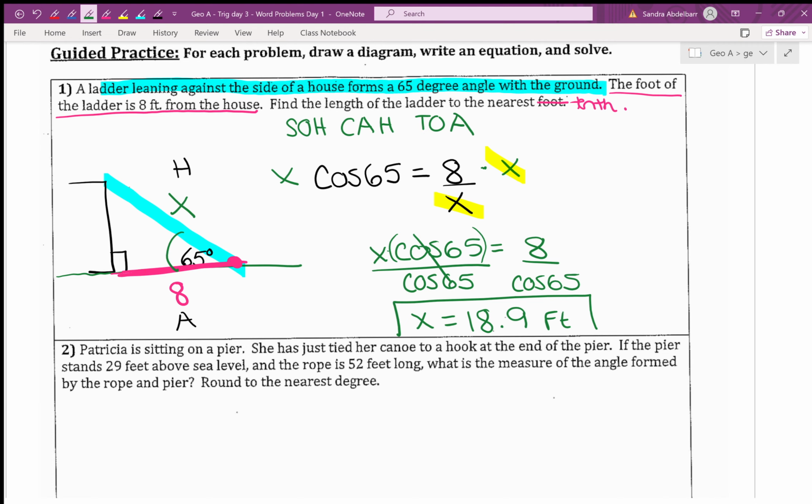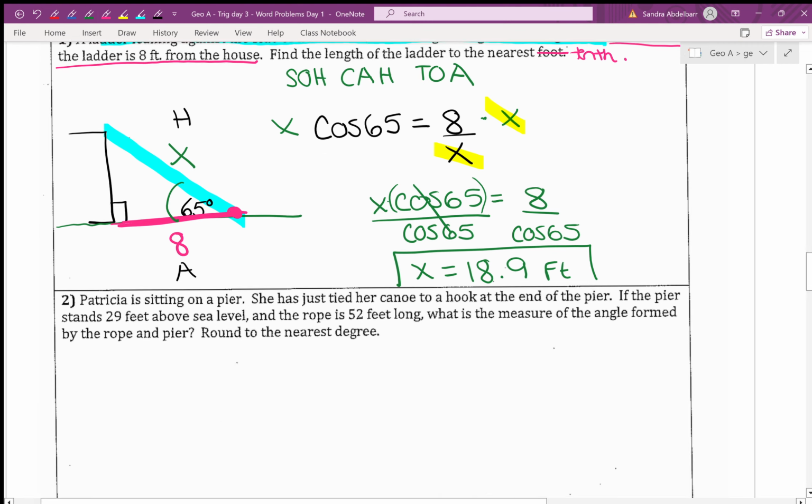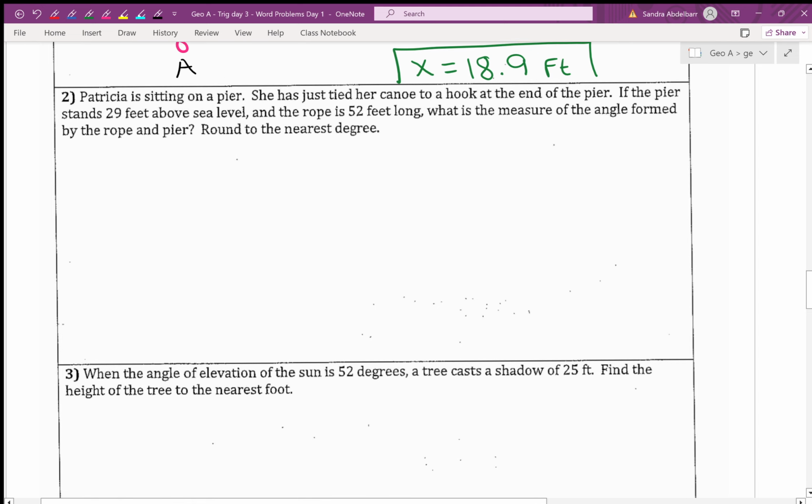Wait, how did you get there? So go to mode. And see, right here, it was highlighted black on radians, and I moved it over to degree. Oh, I see. You'll use radians in calculus. Okay. Everybody able to get the 18.9 on their calculator? We're good? Okay. Number 2.